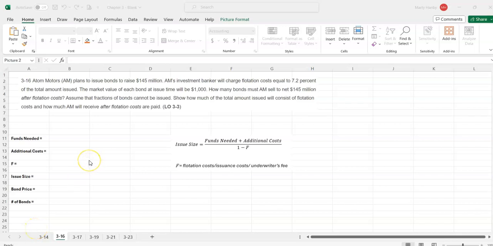Okay, this is problem 16 from chapter 3 of CFIN7. This is a bond issuance problem.